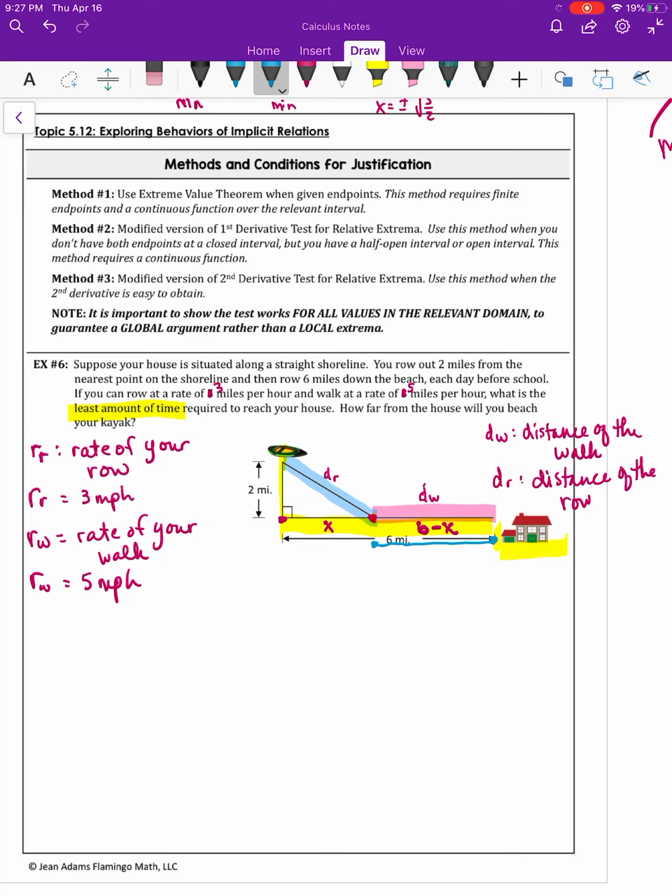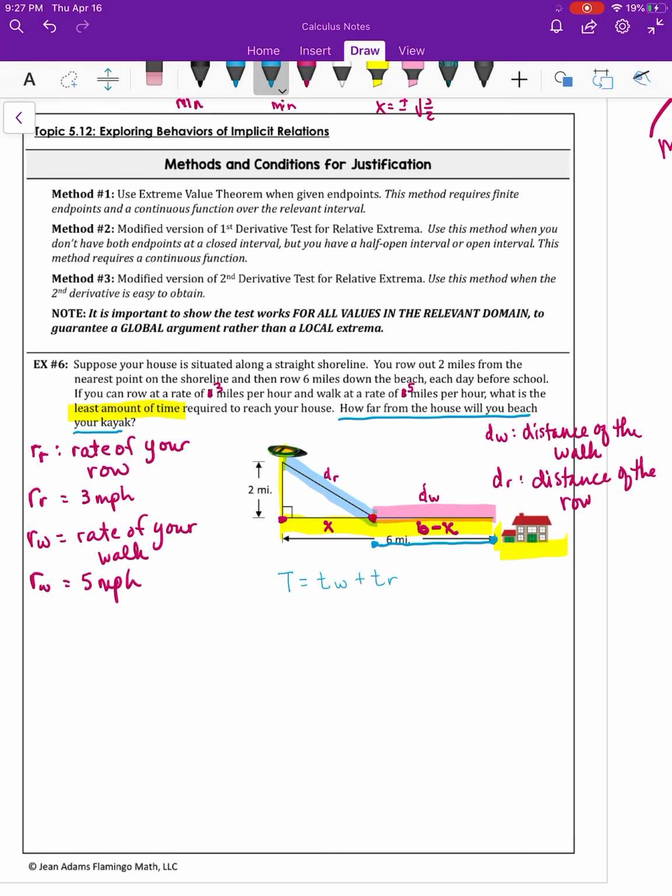Because I put the other x over here. We could have done that the opposite. You could have made this one over here x, and this one over here 6 minus x. But I already wrote it, so I'm going to leave it. We just have to remember that that is the other question that they're asking us. How far from your house will you beach your kayak? So we're going to have to answer both questions.